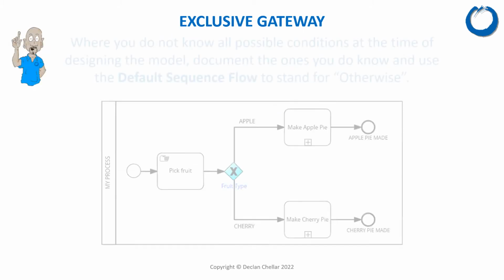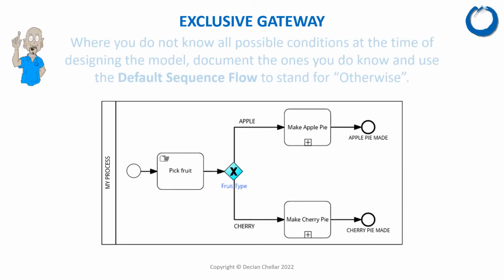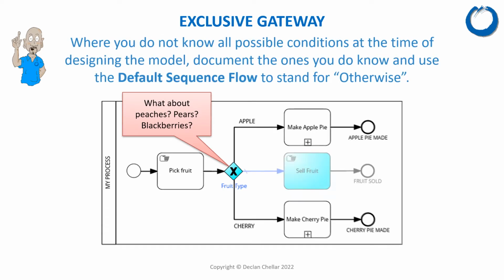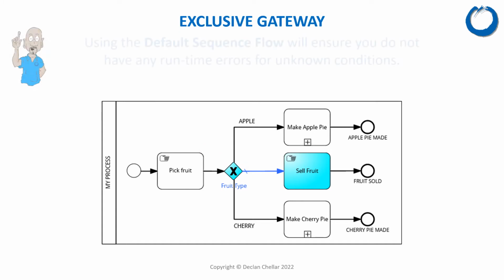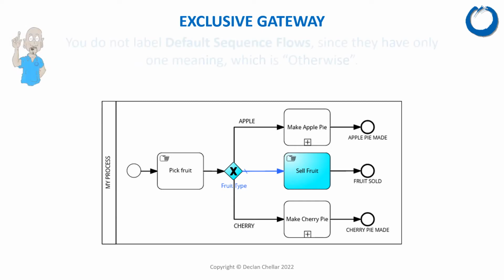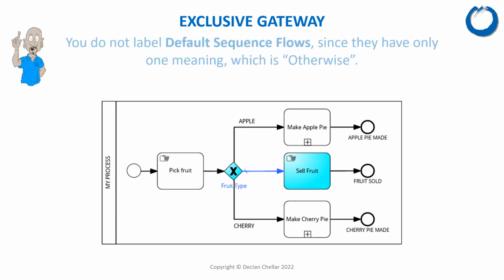Where you do not know all possible conditions at the time of designing the model, document the ones you do know and use the default sequence flow to stand for otherwise. Using the default sequence flow will ensure you do not have any runtime errors for unknown conditions. You do not label default sequence flows, since they have only one meaning, which is otherwise.